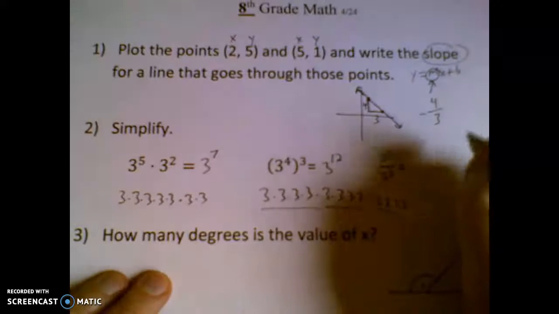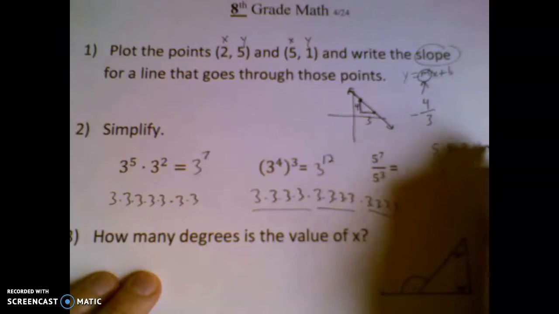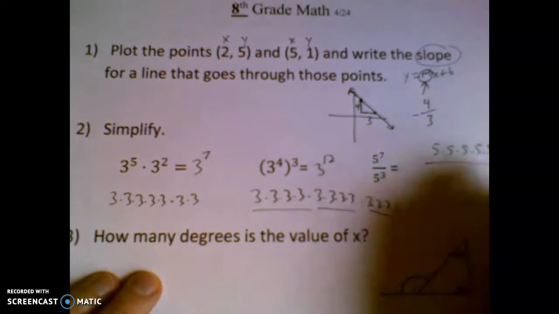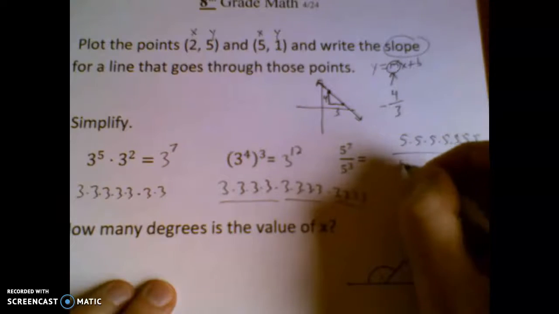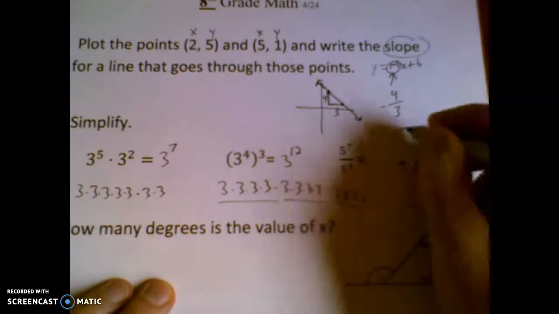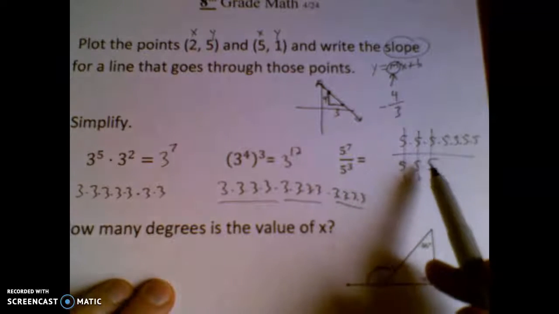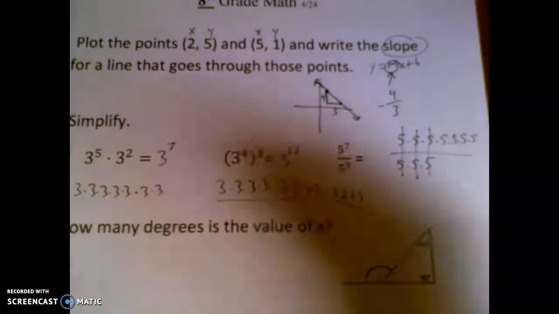And lastly, we have a division one. So if I do 5 to the 7th, 2, 3, 4, 5, 6, 7, and I divide it by 5 to the 3rd power, I'm going to look for any 1s, which I see 3 of them. Again, the 1 doesn't mean the value becomes 0. It means the values are 1.